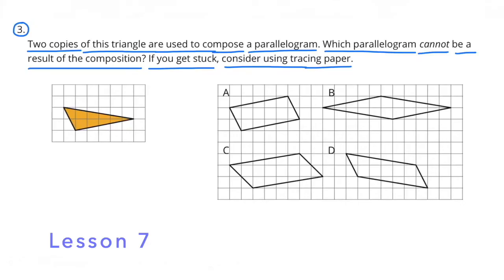Number 3. 2 copies of this triangle are used to compose a parallelogram. Which parallelogram cannot be a result of the composition? If you get stuck, consider using tracing paper.